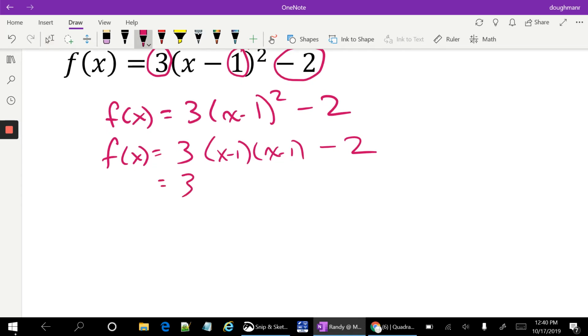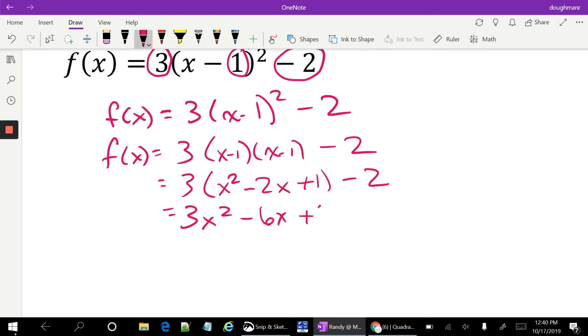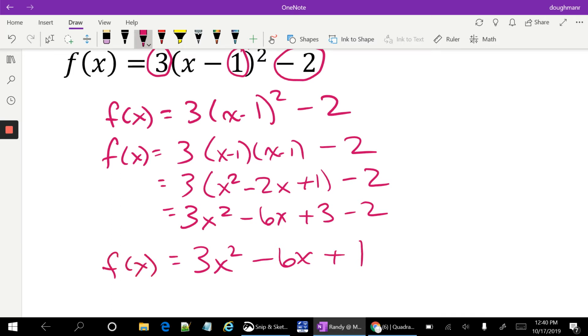Working down, 3. I know that that's going to be x squared minus x minus another x, so that's minus 2x. Negative 1 times negative 1 is plus 1, minus 2. Distribute my 3. 3x squared minus 6x plus 3 minus 2. And in fact, we're finally there. 3x squared minus 6x plus 1. All right, now we're in standard form.